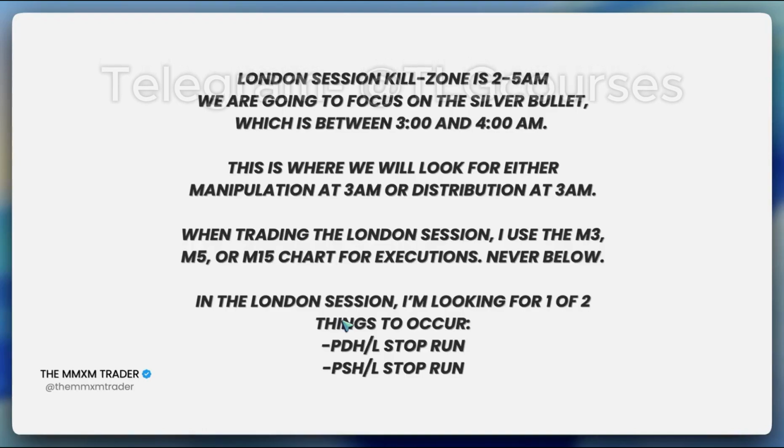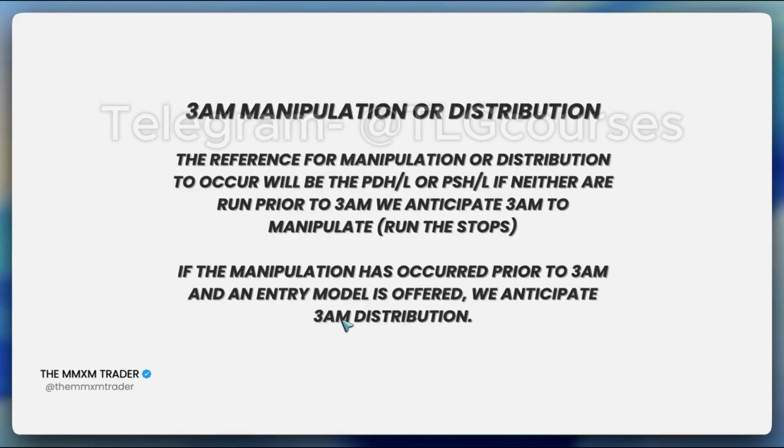When trading the London session, I use the M3, M5 and or M15 chart for execution, never below the M3. Just in my experience, it's not as clean, okay? In the London session, I'm looking for one of two things. Previous day high or low stop run, previous session high or low stop run, okay?